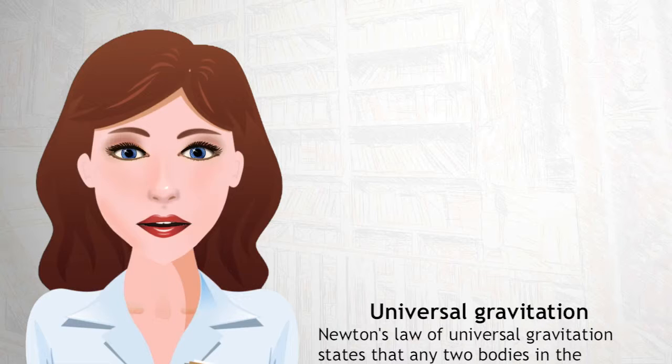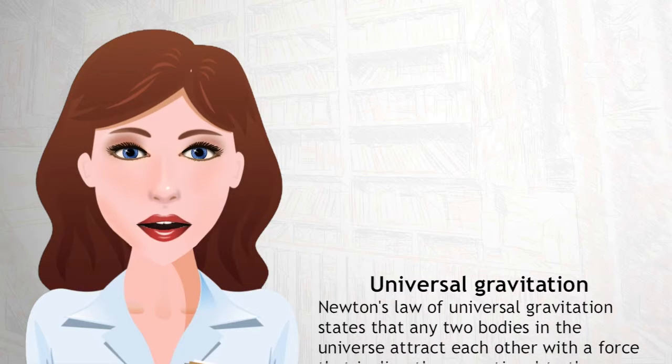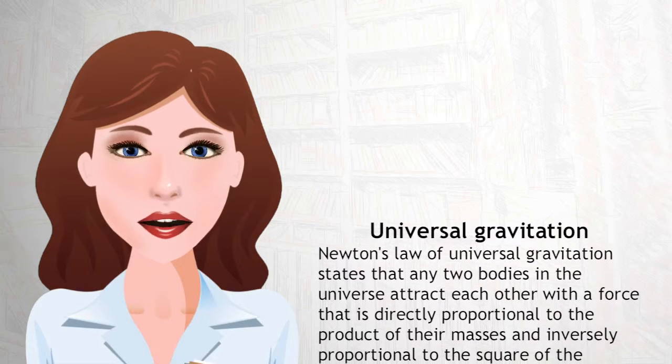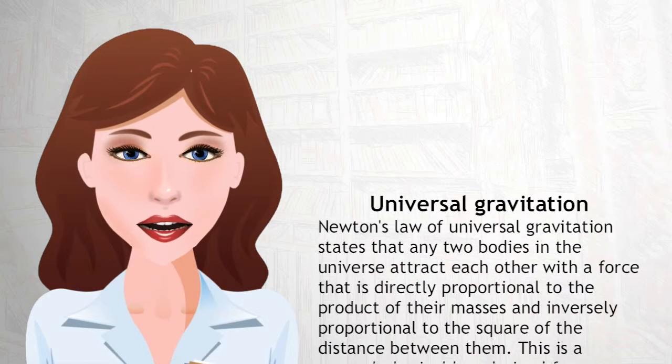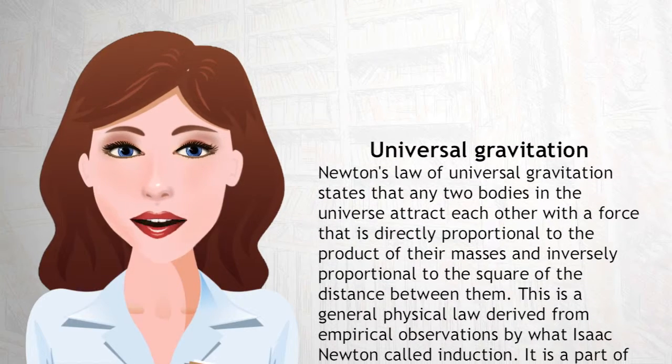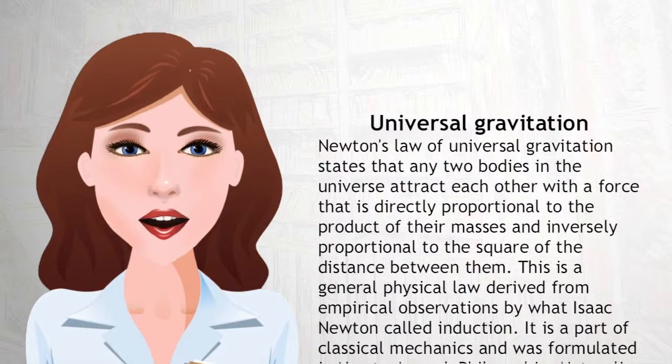Newton's law of universal gravitation states that any two bodies in the universe attract each other with a force that is directly proportional to the product of their masses and inversely proportional to the square of the distance between them. This is a general physical law derived from empirical observations by what Isaac Newton called induction.